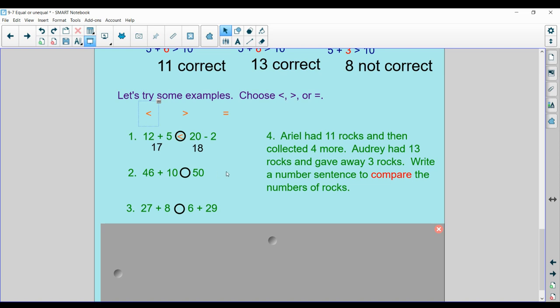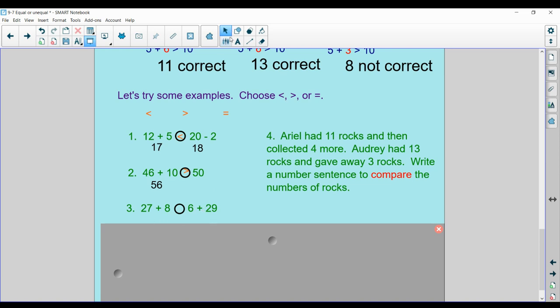17 is less than 18. 46 plus 10 is 56. And we already have 50 over here, so I don't need to do anything to that side. So 56 and 50, when I compare them, I know that 56 is greater than 50.